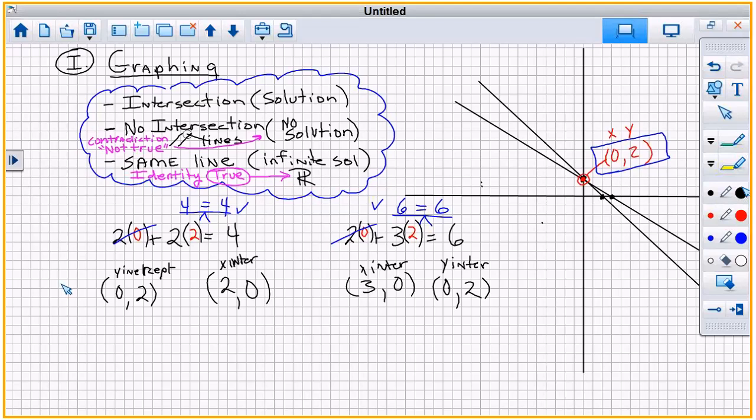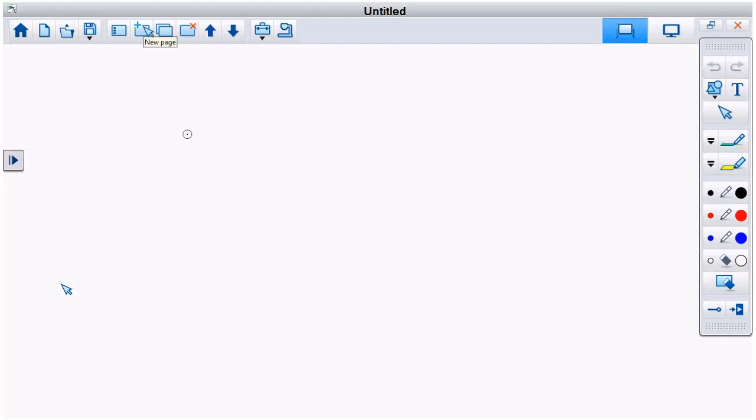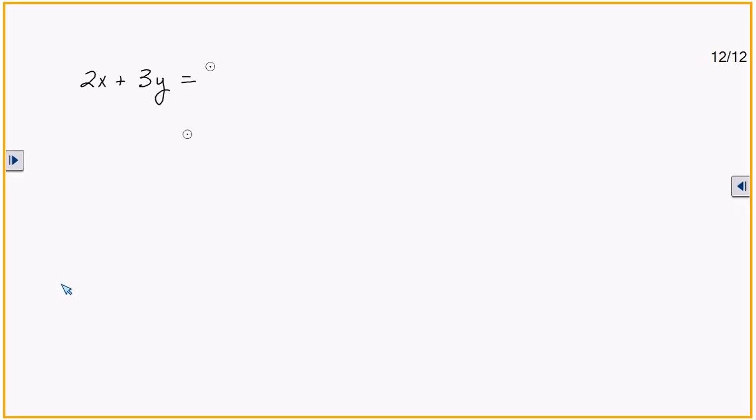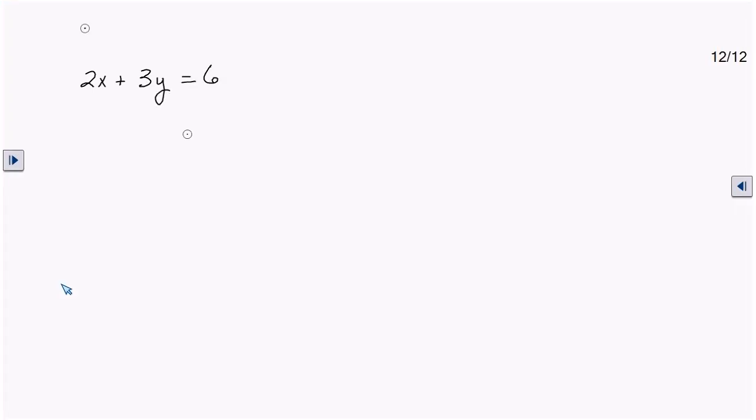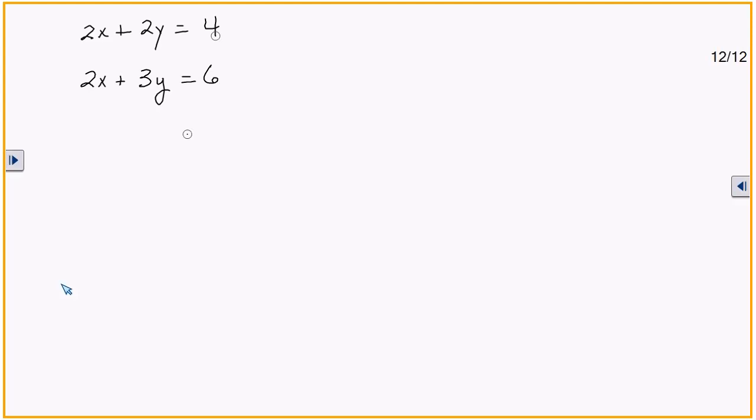So I'm going to write 2x plus 3y is equal to 6, and 2x plus 2y is equal to 4. I think that's what we did. Now, the second method is called substitution.